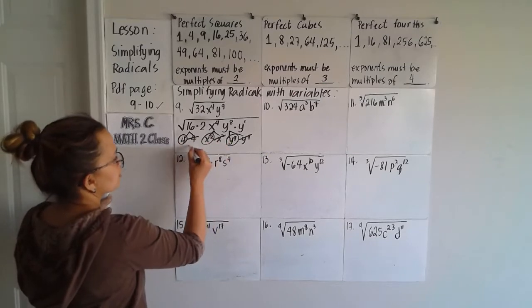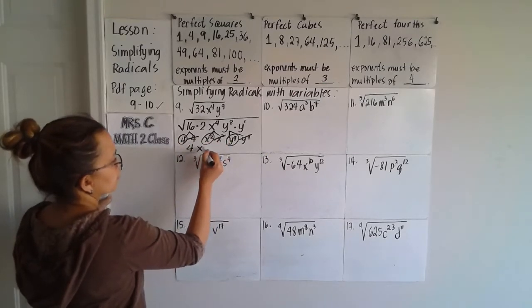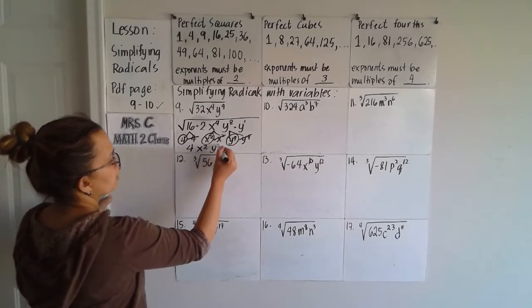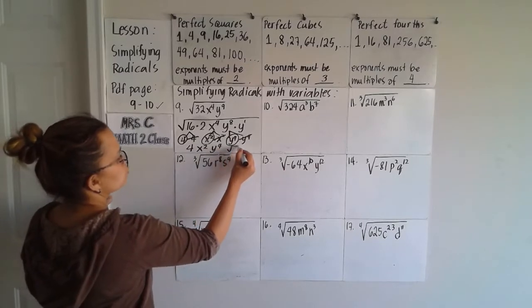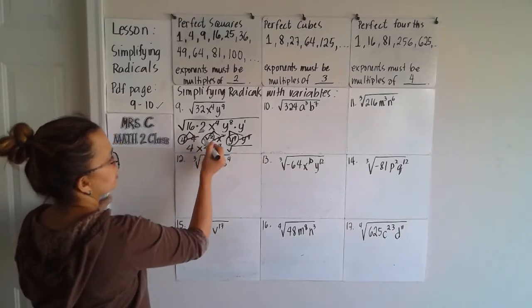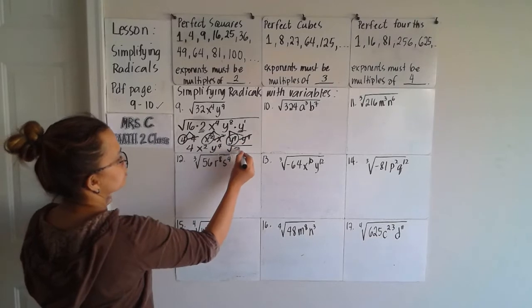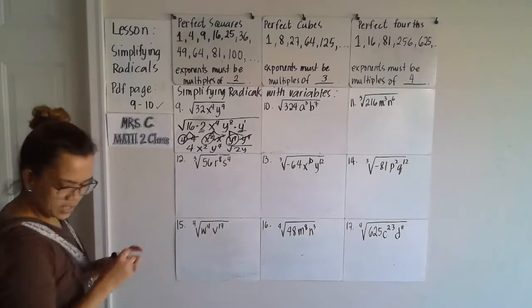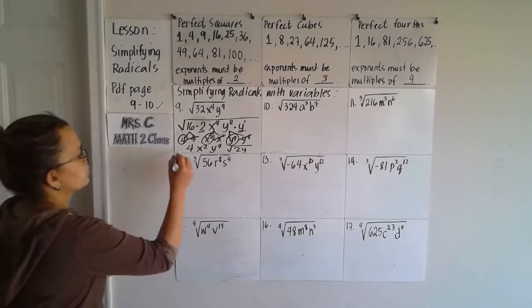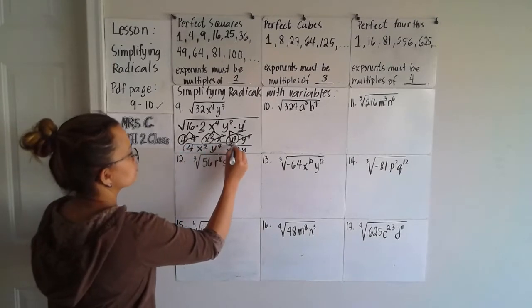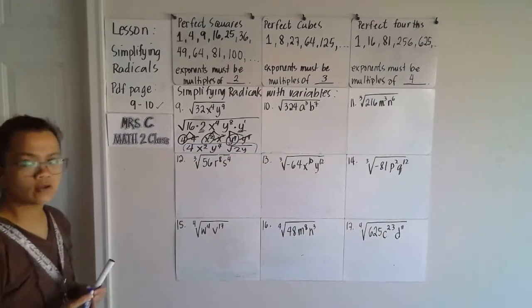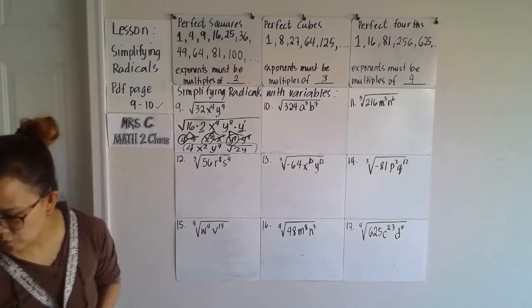So these are 4x squared, y to the 4th, square root. I'm going to write all those leftovers inside: 2y. So the answer is 4x squared y to the 4th square root of 2y. Let's go to the second one.